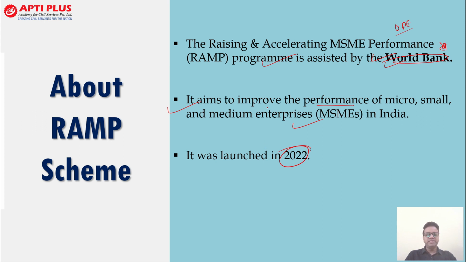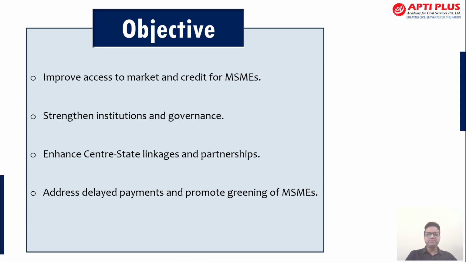Now I'll tell you the objectives of the RAMP scheme, why it was launched by the Government of India. First, its aim is to improve access to market and credit for the MSME, right? This is the first and foremost objective. Second is to strengthen institutions and governance. How the overall governance of MSMEs and their institutional level can be improved, this is the objective.